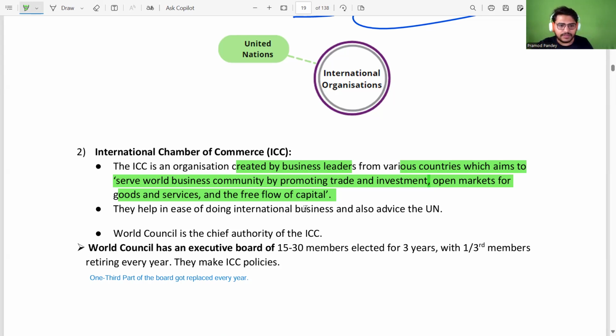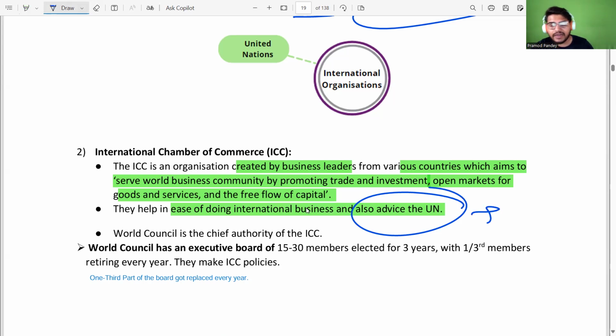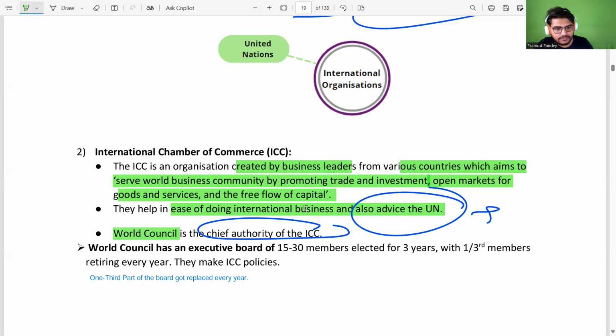They help in ease of doing international business and also advise the United Nations. So a question might be there asking which body advises the United Nations. What will be your answer? International Chamber of Commerce. Another question would be: who is the chief authority of the ICC? The World Council. So these are certain things you need to remember. I know they are a little heavy, but you have to do this for your law paper.